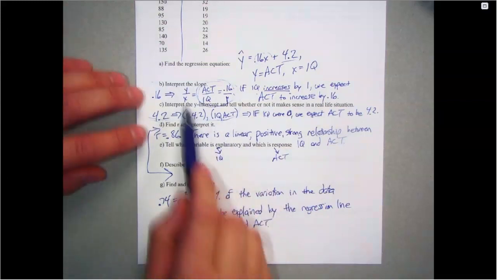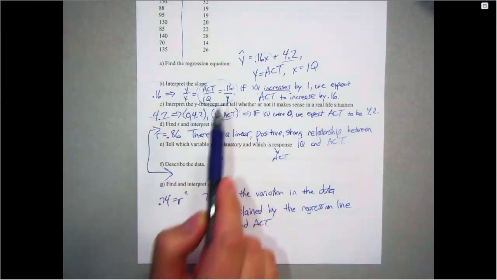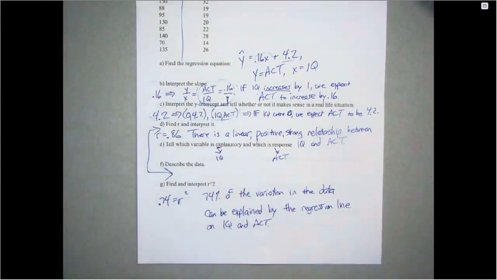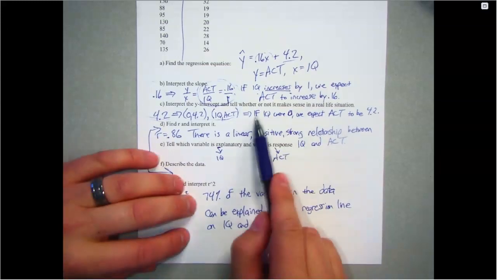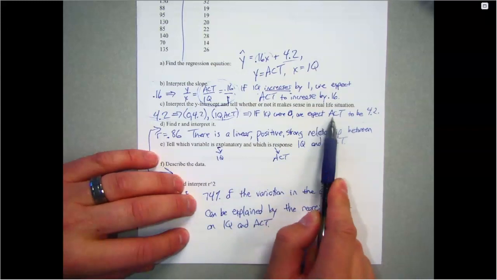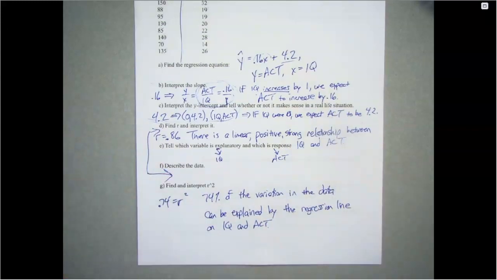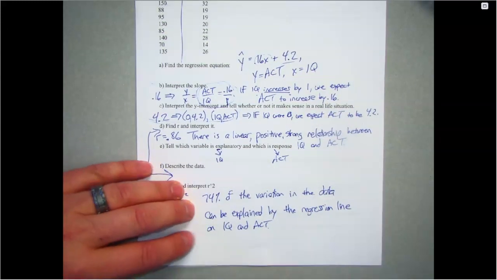So that's where it gets super helpful to go through this like Y over X and make sure you realize which one's which. And the same thing with this one would say if ACT were 0, we expect IQ to be 1.2. They'll flip them and make sure you know the difference. And remember, you don't have to memorize it. So even if you had to write it out, it's not too bad.